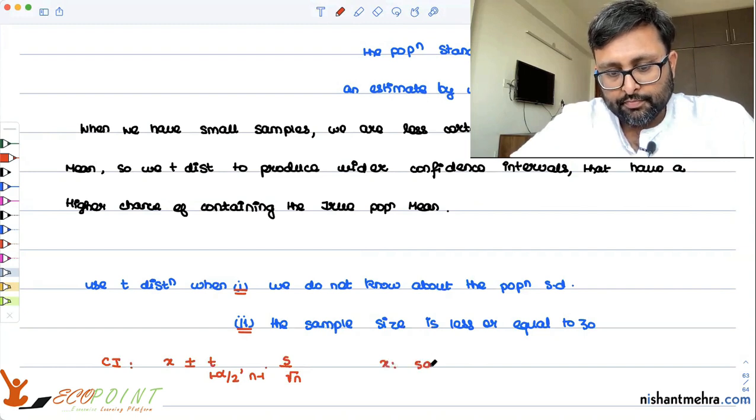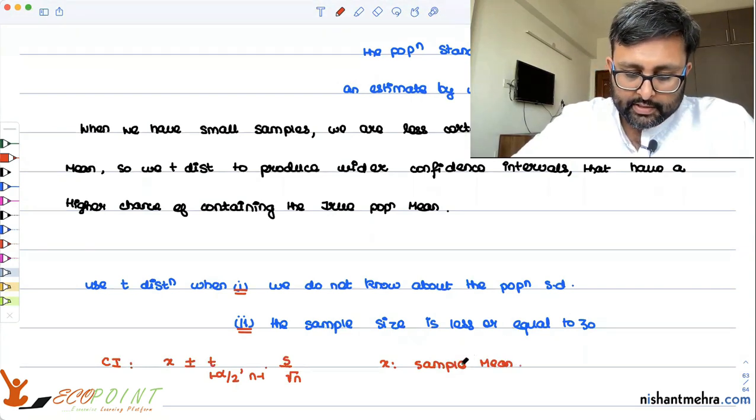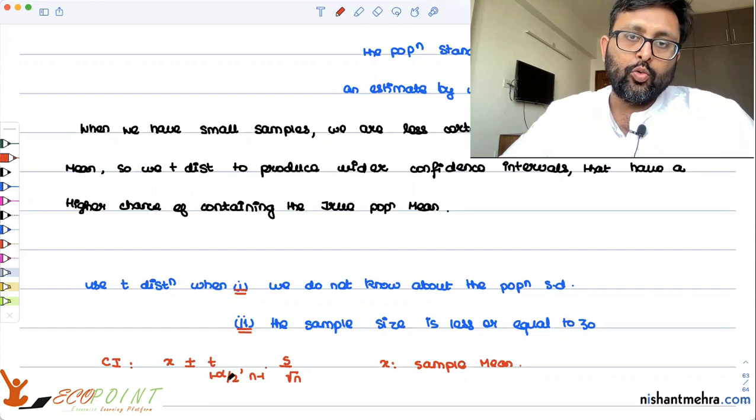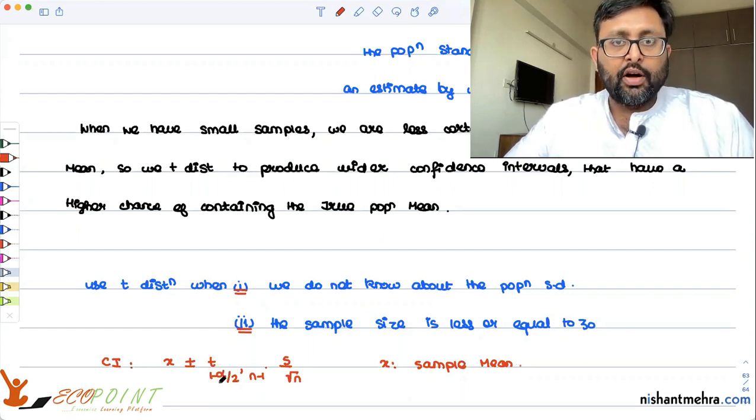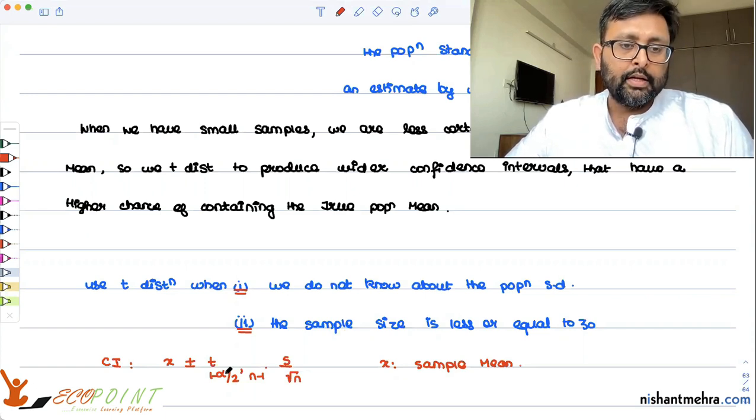X is the sample mean in this distribution. And this T 1 minus alpha by 2 means this is the critical value of T which you get from the T table for alpha level of significance. I haven't told you about these things yet. I'm just writing the formula for the confidence interval because I will be doing hypothesis testing later. Otherwise it will take us in a completely different way. Right now I'm just telling you the difference between the T and the normal distribution, just an intuitive aspect. When I talk about hypothesis testing, I'll be talking about these things in detail.